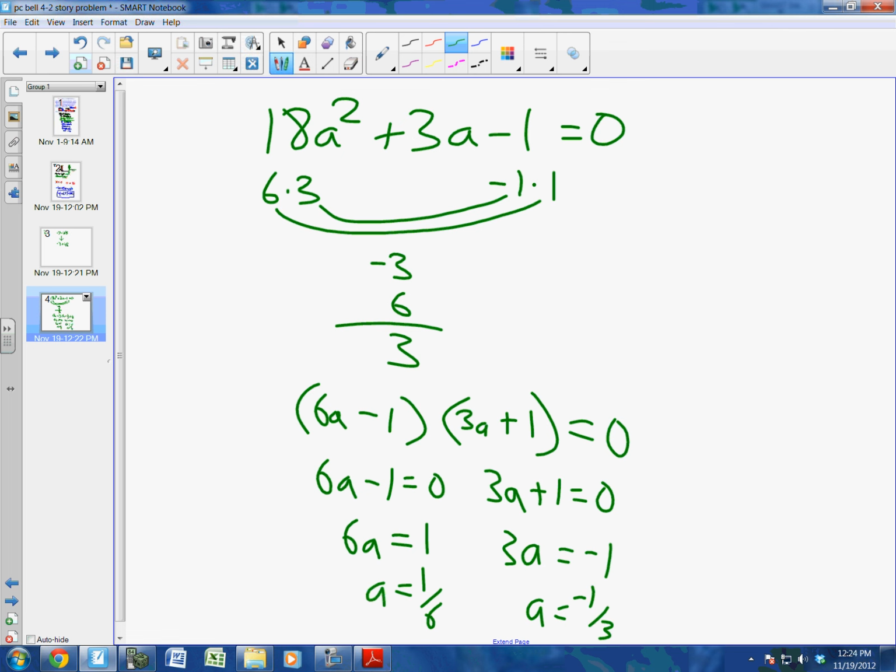So 1/6 and negative 1/3 are your 2 answers, your 2 roots. Sorry, Rachel. Let me move that for you. Got it? Okay. All right, we're going to move on.